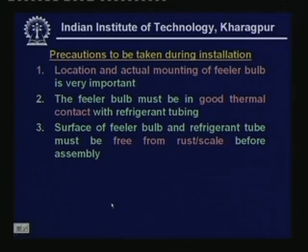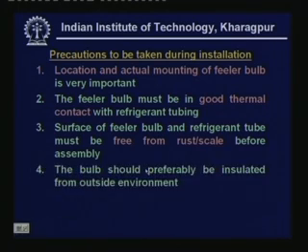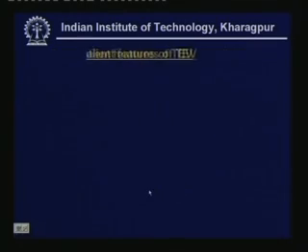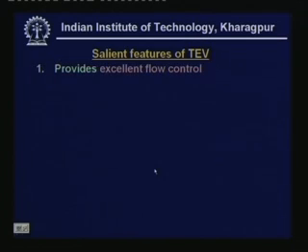And surface of feeler bulb and refrigerant tube must be free from rust scale before assembly. Okay, rust or scale will offer thermal resistance, again the temperature difference will be more. Okay, so that must be avoided. And the bulb should preferably be insulated from outside environment, okay, for good sensitivity. And what are the salient features of thermostatic expansion valves? It provides excellent flow control.